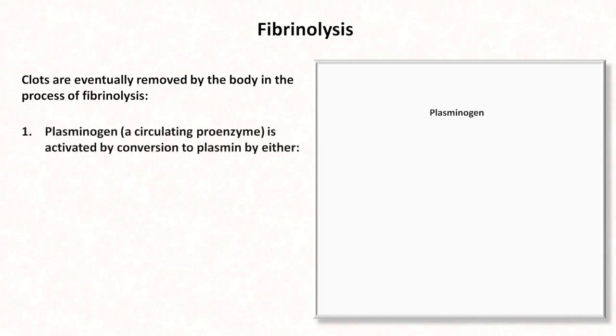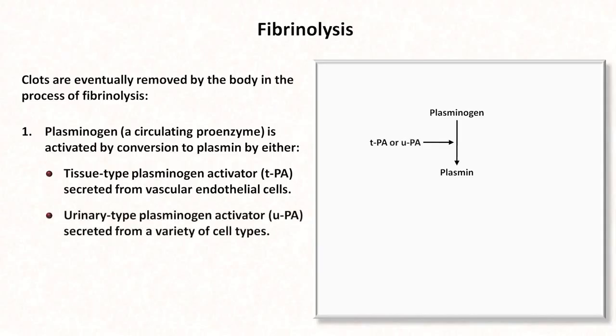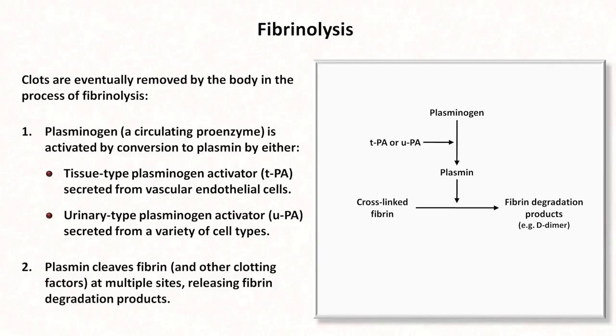First, plasminogen, which is a circulating proenzyme, is activated by conversion to plasmin by one of two similar enzymes, tissue-type plasminogen activator, also known as TPA, which is secreted from vascular cells and itself activated by thrombin, or urinary-type plasminogen activator, also known as urokinase or UPA, which is secreted from a variety of cell types. Plasmin then cleaves cross-linked fibrin, essentially severing the fibrin threads holding the blood clot together.